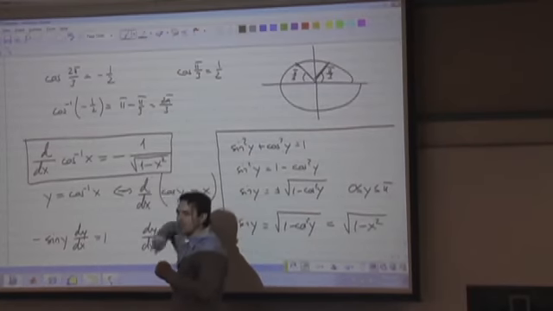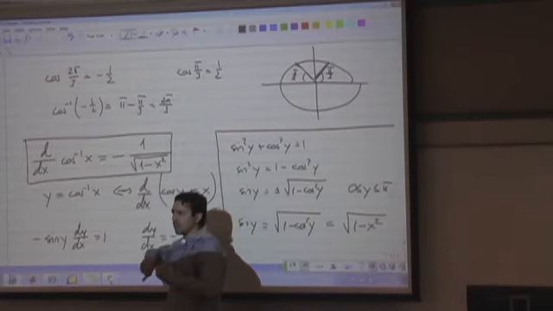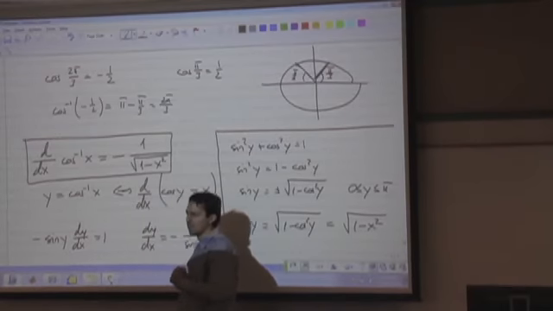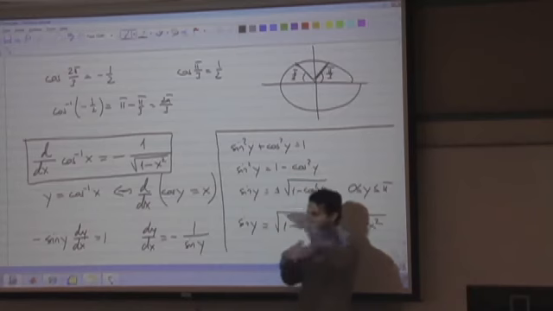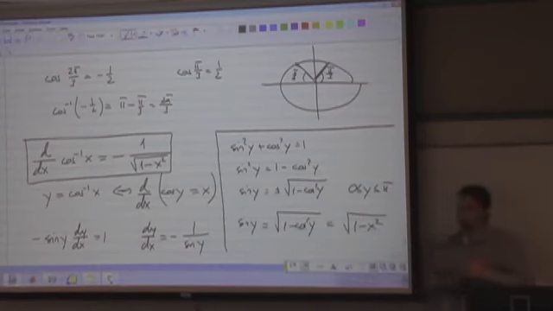Remember, the range of cosine is going to be the domain of cosine inverse. And the range of cosine is between minus 1 and 1, because that's what a trigonometric function does. It's bounded between minus 1 and 1. And by a trigonometric function, I mean cosine and sine, since those are the only ones that are bounded.